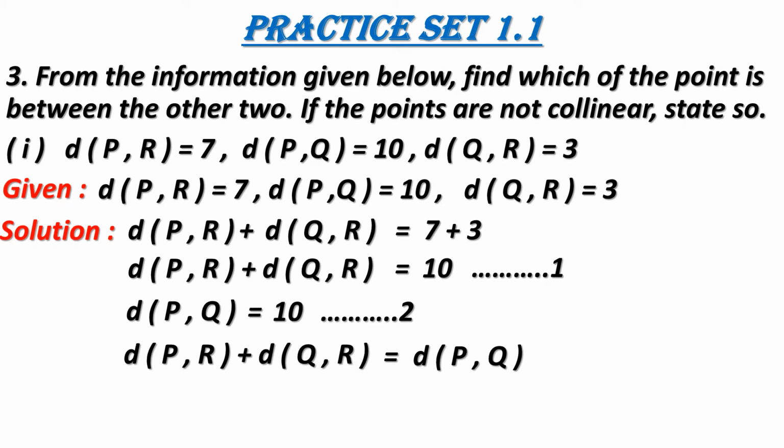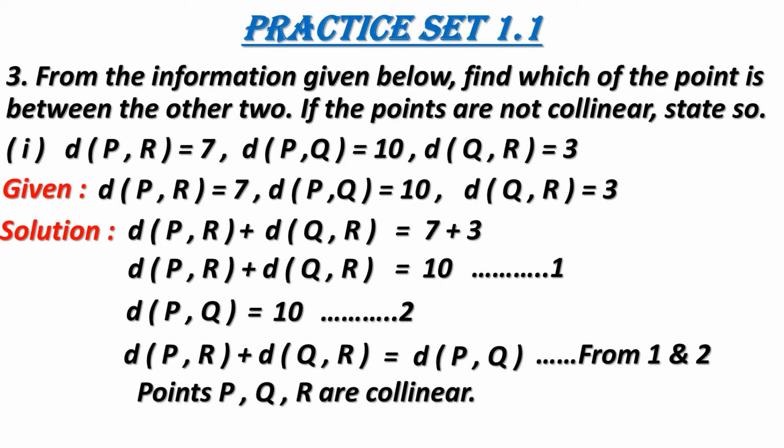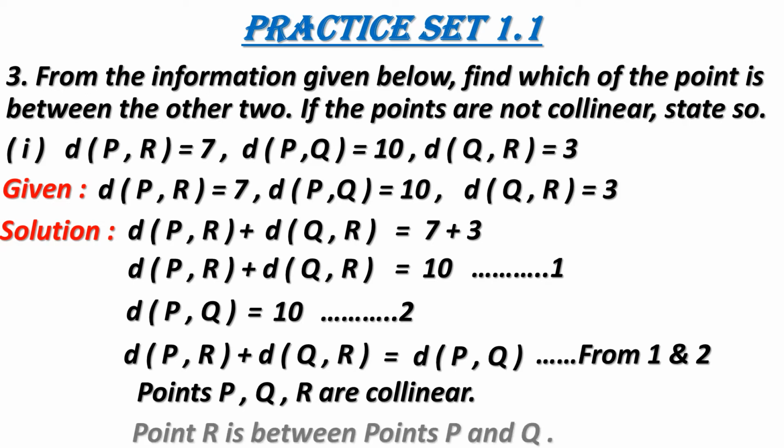This statement we got by comparing equation 1 and 2. And if the sum of two distances is equal to the greater one, then we can say that points are collinear. So here points P, Q and R are collinear, and here R is between points P and Q. Let's see how to know which point lies between the other two if they are collinear.